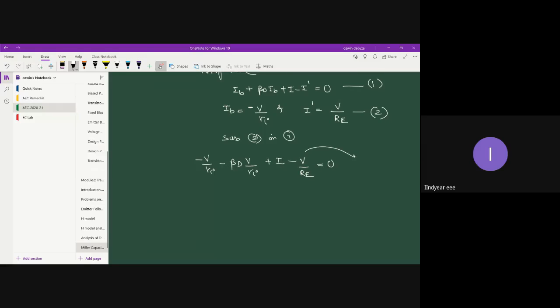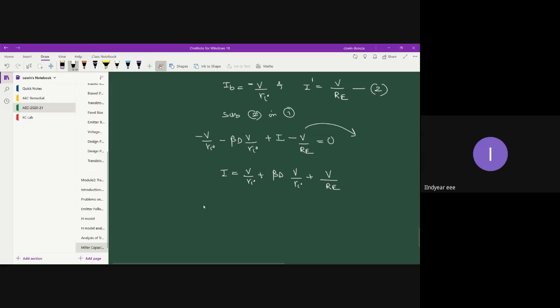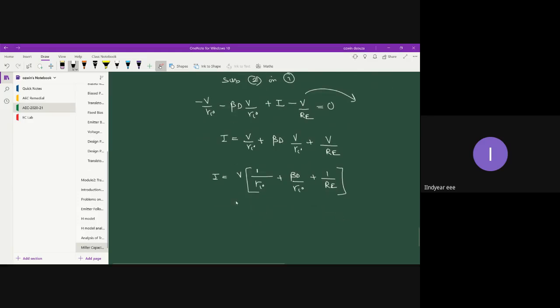You take all voltage terms onto the right hand side. So you would get I is equal to V by Ri plus beta D into V by Ri plus V by RE. Before that, let me take out all voltage terms outside the bracket. So this is V times 1 divided by Ri plus beta D divided by Ri plus conductance, that is reciprocal of RE, or take out the ratio V by I.